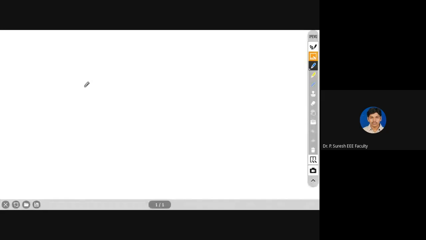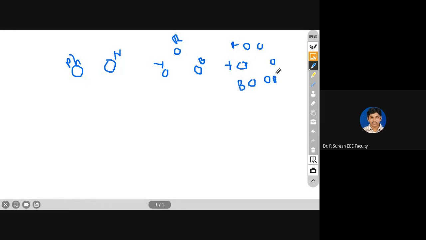How many conductors are needed for a single phase system? Two conductors: phase and neutral. If you go for the three phase system, we need three conductors. What are they? R, Y, B. If you go for the double circuit line, how many conductors are needed? Six: R, Y, B, R dash, Y dash, and B dash.